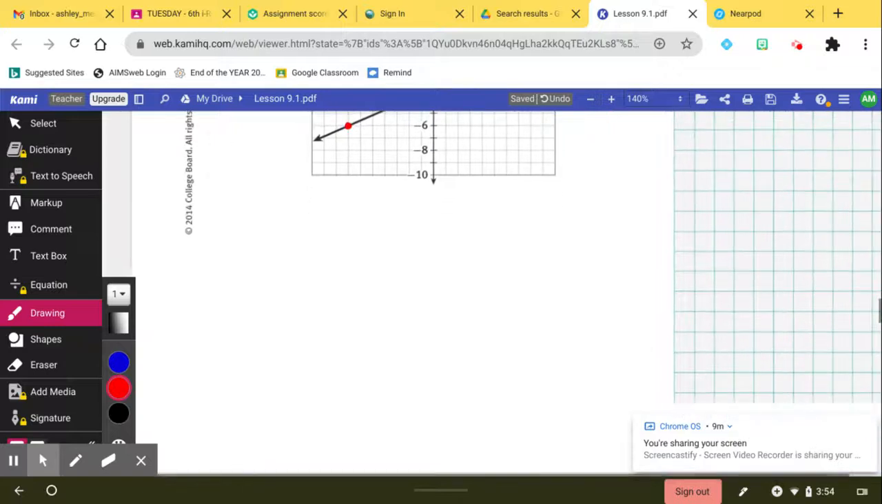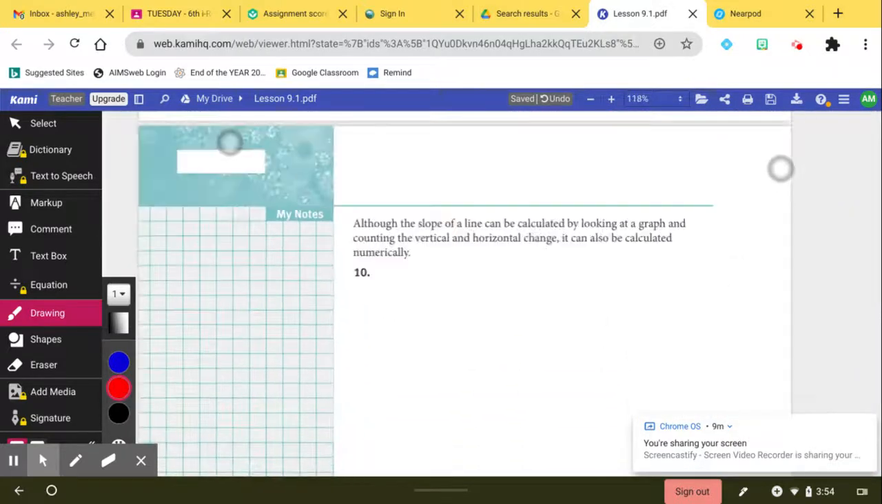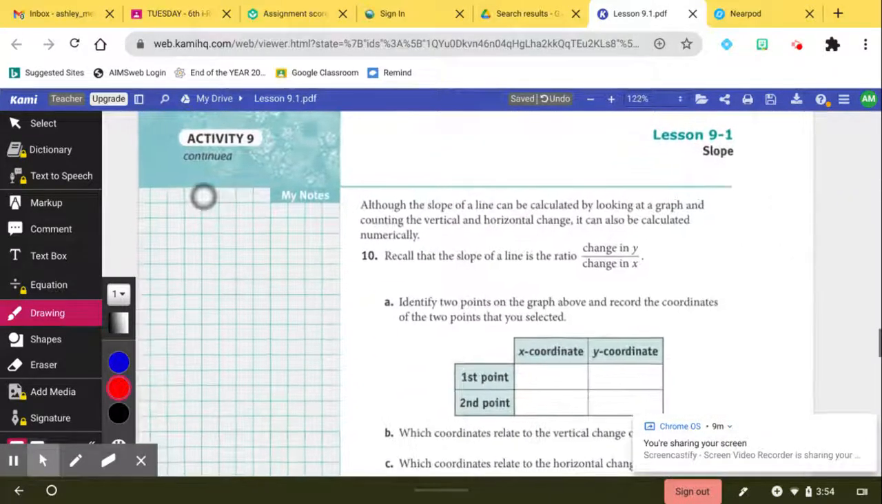However, we're not always going to be given a graph. But I'm going to stop the video here and make a part 2.